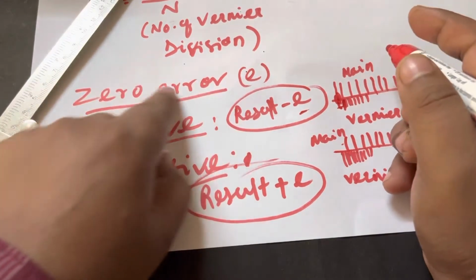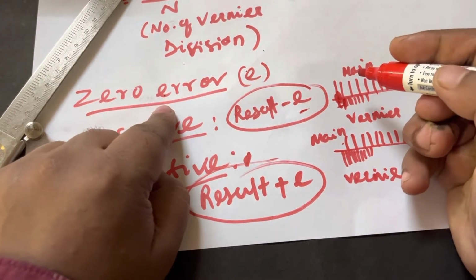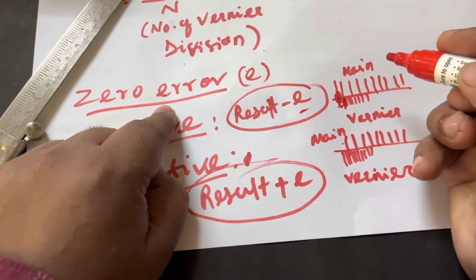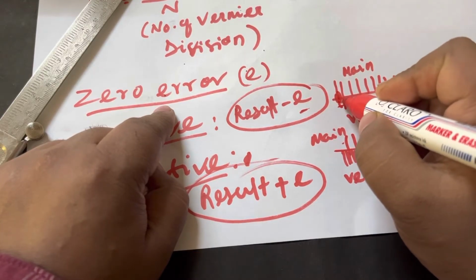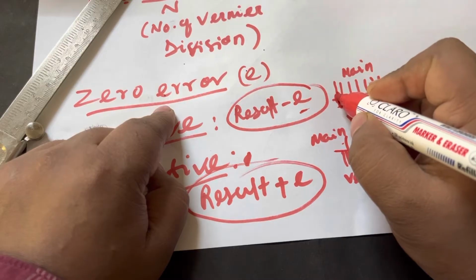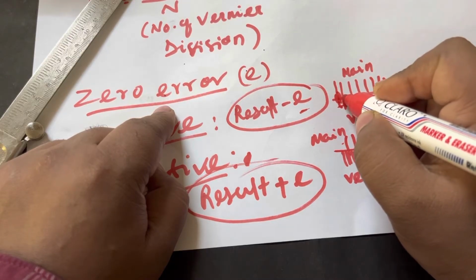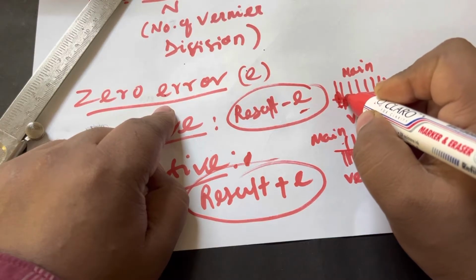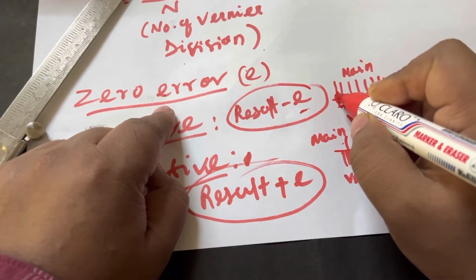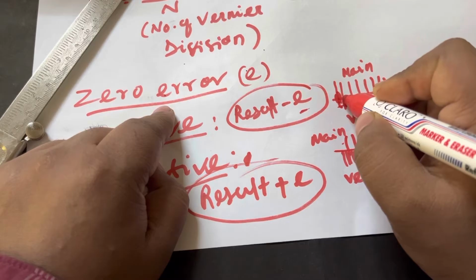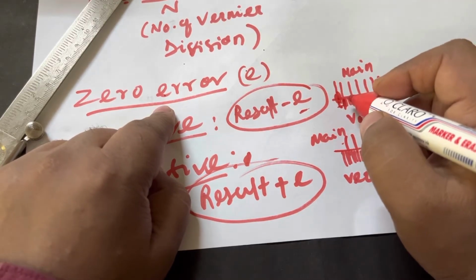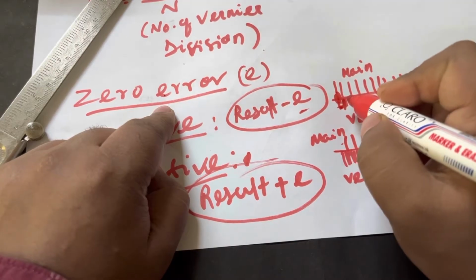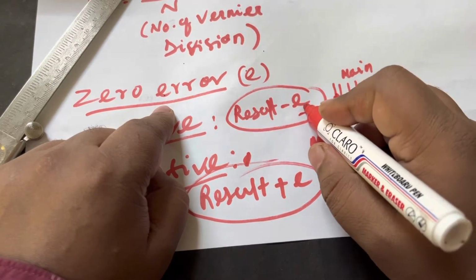Remember this. If your apparatus has positive zero error, it means that the vernier is not coinciding with the zero and it is in the positive direction, or it has crossed the zero mark of the main scale, somewhere ahead of this zero mark. So in this situation it will have positive zero error and you have to subtract this. How will you subtract this? How will you get this zero error value?